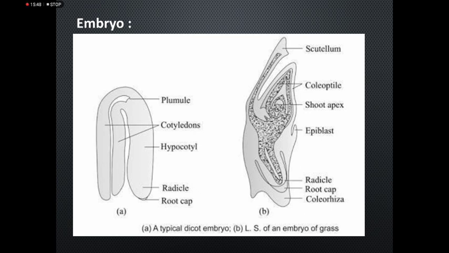While the monocot embryo is more complex than the dicot. It has a sheath surrounding the shoot apex and radicle. That is, coleoptile is a sheath that covers the shoot apex, and coleorhiza is a sheath that covers the radicle. And scutellum is the only cotyledon present in the monocot embryo.